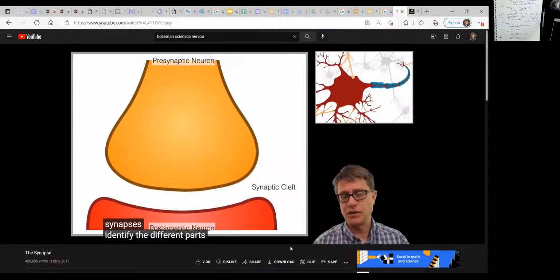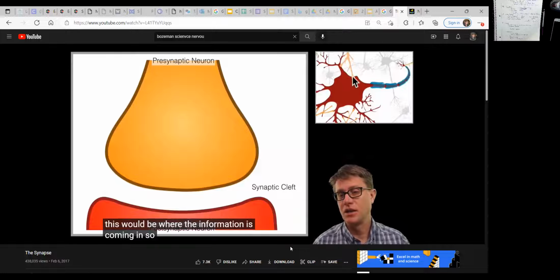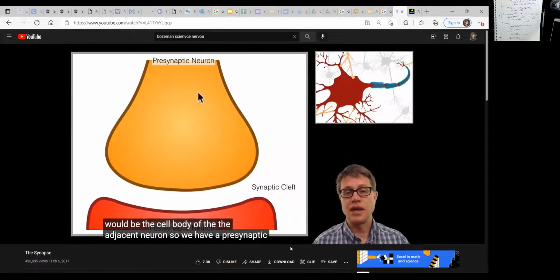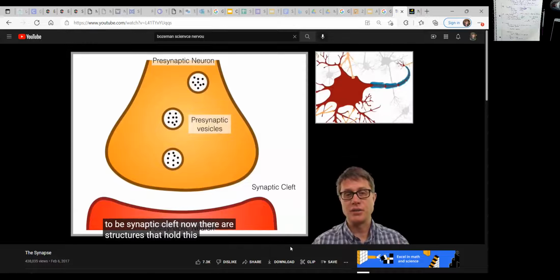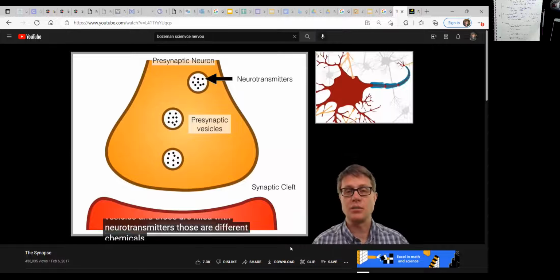To identify the different parts of it, this would be where the information is coming in, so on this neuron, and this would be the cell body of the adjacent neuron. So we have a presynaptic side and a postsynaptic neuron. And then this little gap in the middle is going to be the synaptic cleft. Now there are structures that hold this in place. It's not just floating there. On the inside of that terminal bud, we have synaptic vesicles, and those are filled with neurotransmitters. Those are different chemicals, chemical messages that can be sent across that synaptic cleft.